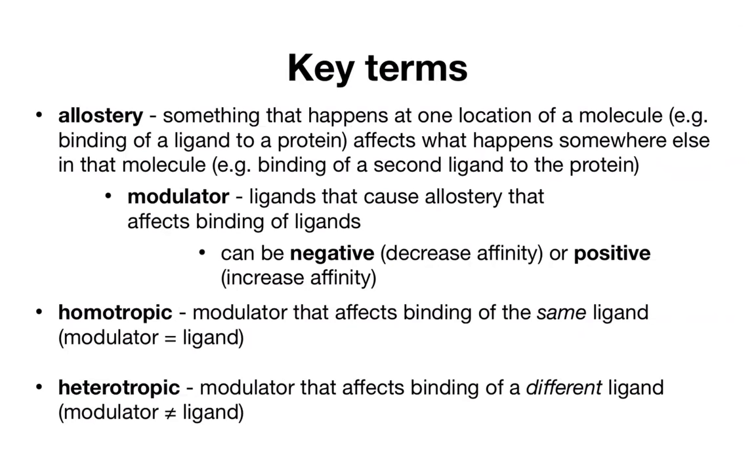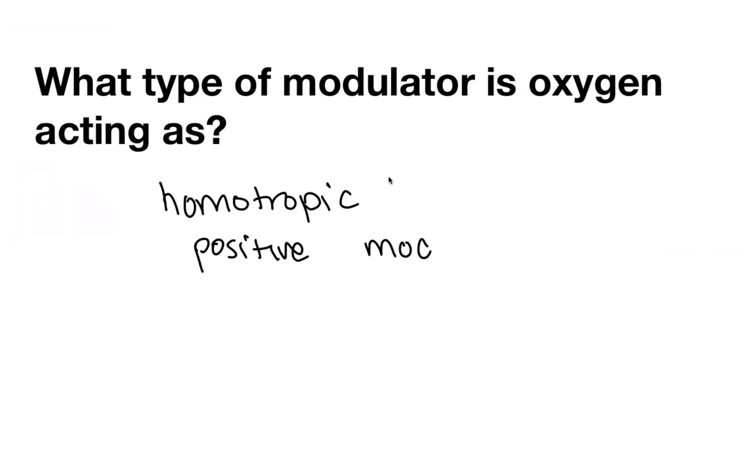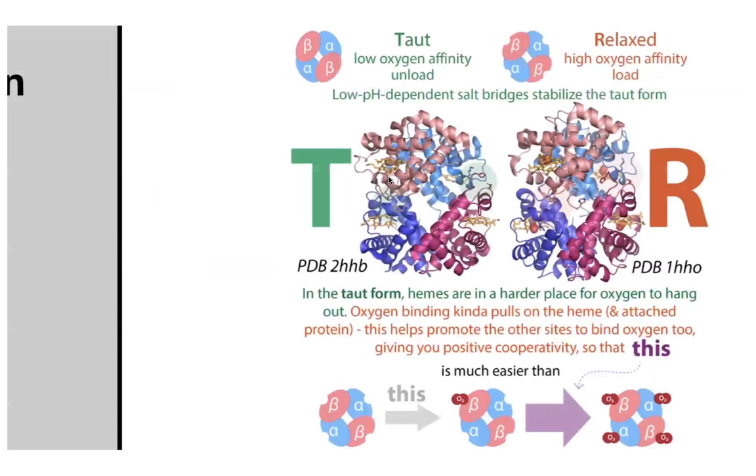We further described how we could refer to these as homotropic if their modulator affects the binding of a copy of the same ligand, or heterotropic if it affected the binding of a different ligand. So what type of modulator is oxygen acting as? Oxygen is going to be acting as a homotropic positive modulator. Homotropic because it's affecting the binding of subsequent oxygen molecules, and positive modulator because the binding of one oxygen molecule increases the affinity for further binding.